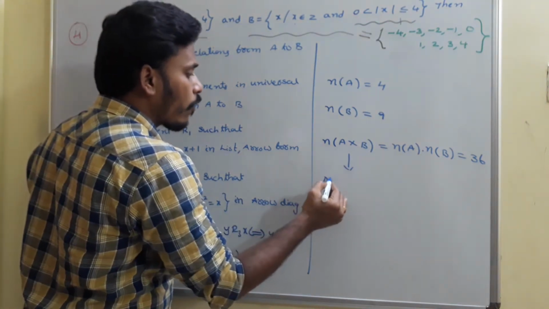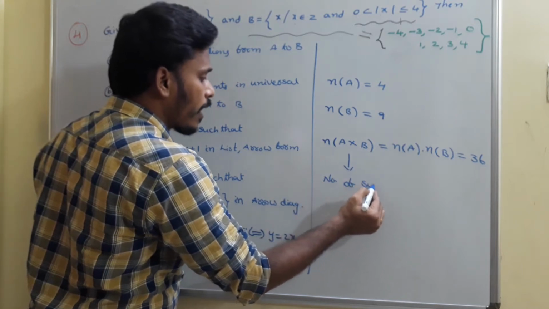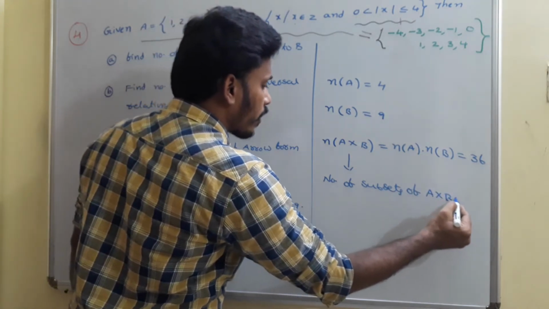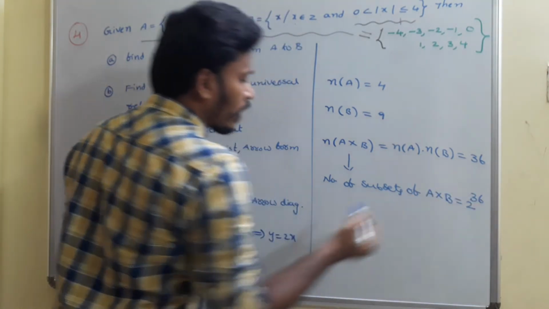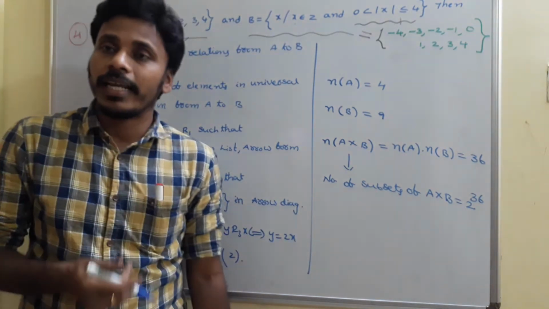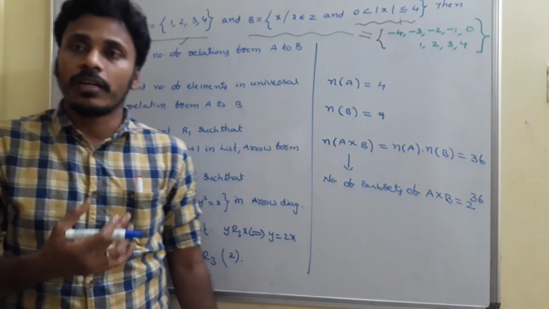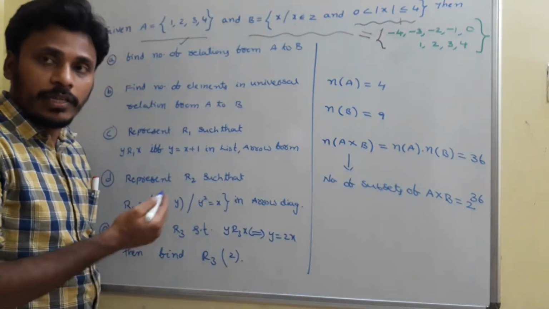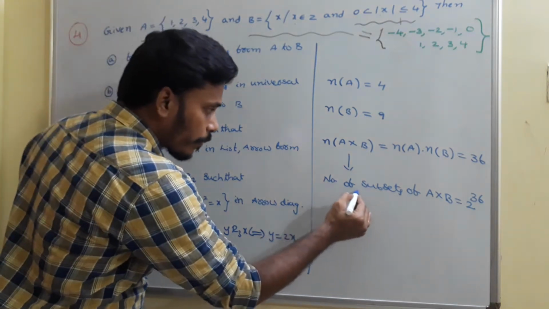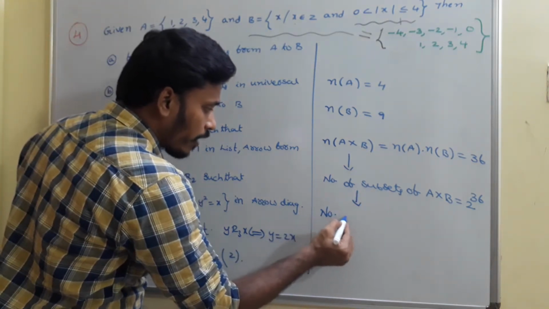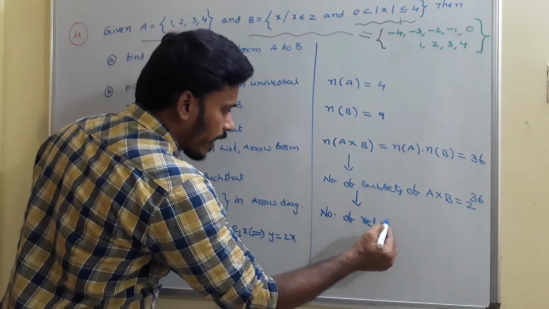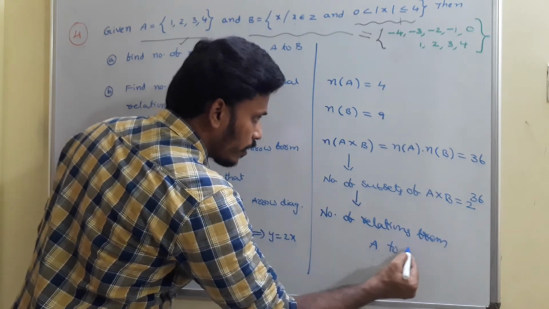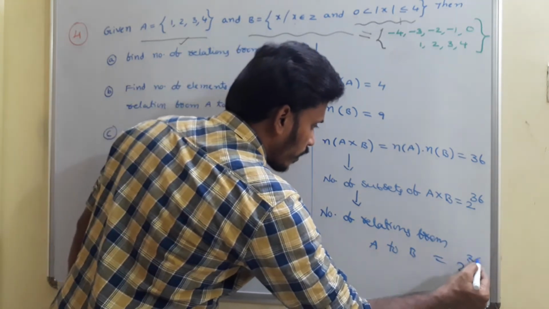From there, number of subsets of A cross B are simply 2 power 36. We know that, okay? Because if a set contains some n elements, then the number of subsets are 2 power n. Since here n of A cross B is 36, number of subsets of A cross B is again 2 power 36. The number of subsets are simply nothing but number of relations from A to B. So at the end, number of relations from A to B are nothing but 2 power 36.